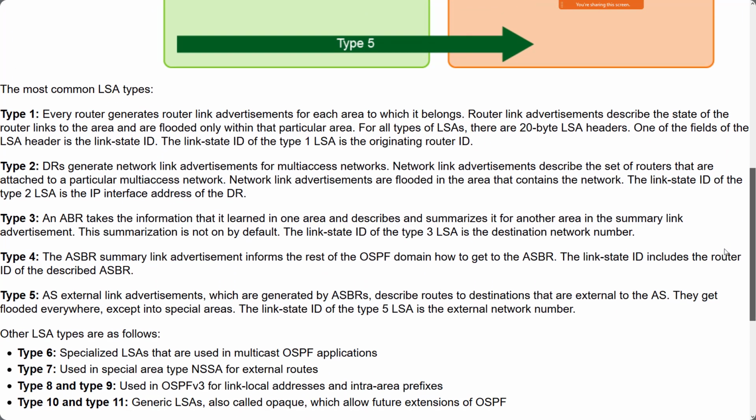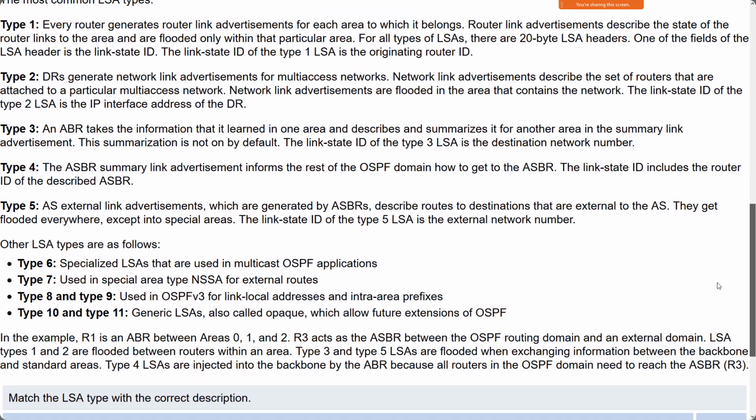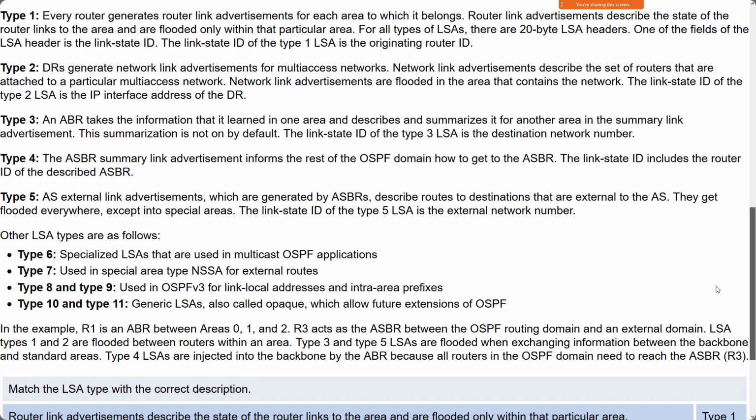My suggestion would be when you focus on learning LSA types, just focus on learning those 3 aspects. Who generates the LSA? What is its purpose, what does it describe? And what is its scope, where does it go within the domain? That's a good, solid starting point for learning these different LSA types.